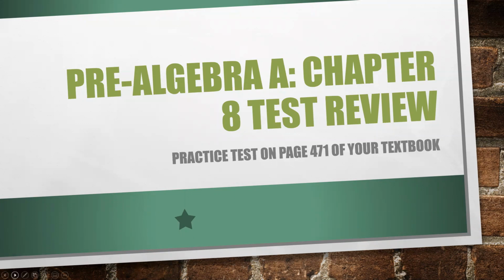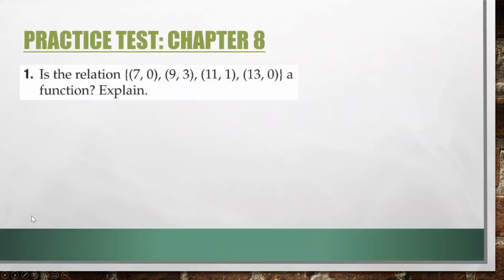Okay, so again, this is a Chapter 8 test review for pre-algebra, and this is on page 471 of your textbook. The first problem asks about functions. Is this relation a function? Remember, with functions you have the domain and the range. The domain are your x values, so here it would be 7, 9, 11, and 13. And then your range would be your y values. So we've got 0, 3, 1, and 0.